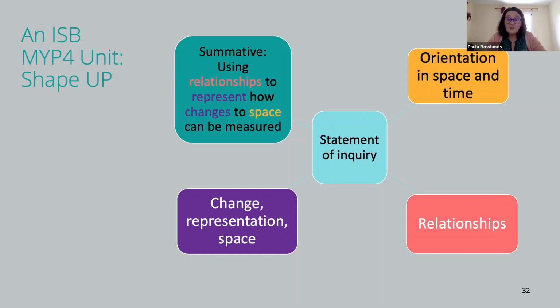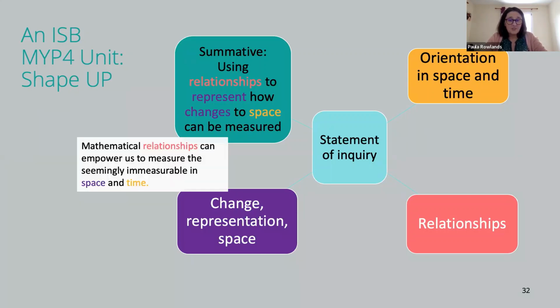And again, here you can see colour coding pieces come together to make my statement of inquiry. So mathematical relationships, there's my key concept there, relationships, empower us to measure the seemingly immeasurable in space and time. And we were leading towards trigonometry. How can trigonometry be used to measure things that we can't measure with a ruler, so you're going to have to use your trigonometry? So that was the big idea for this unit.